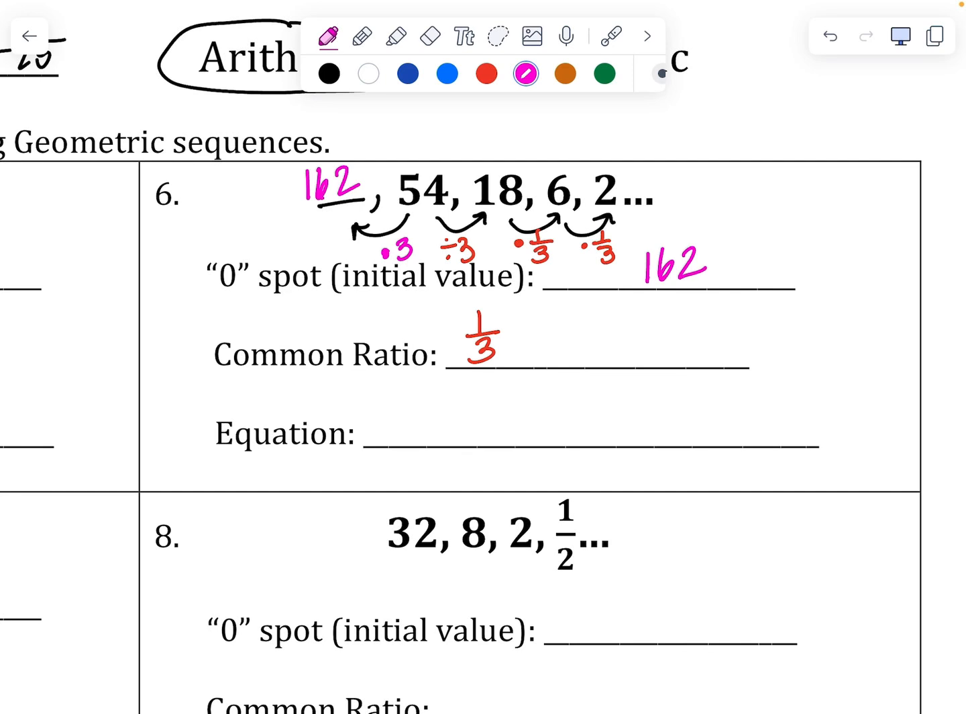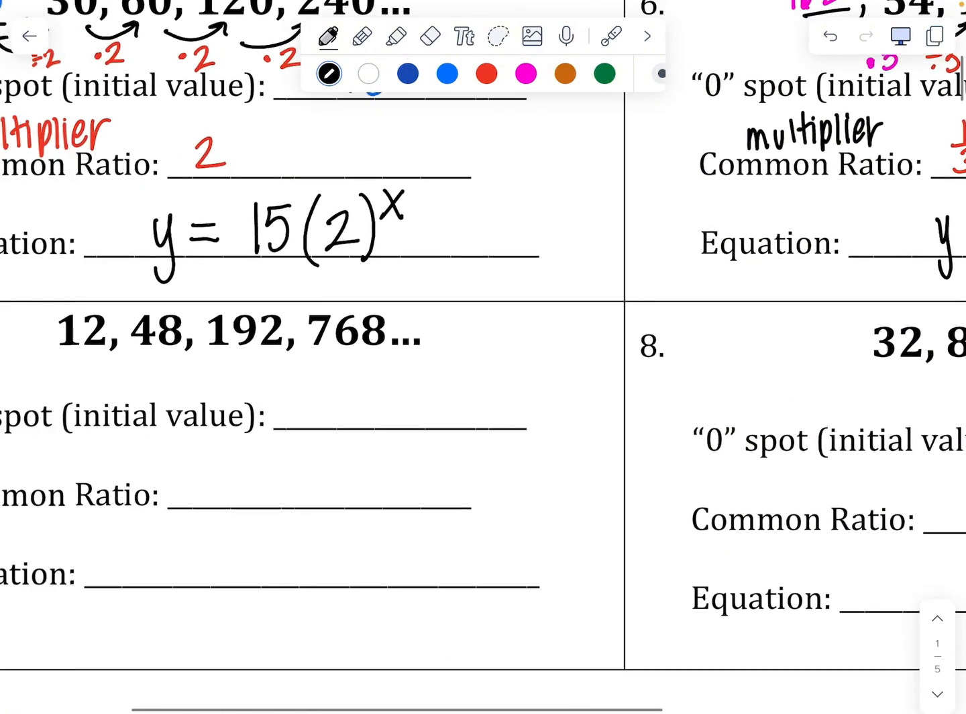So now, can Kira, you tell me the equation of this sequence? y equals 162 times, it's your multiplier is 1 over 3. Right? Because you're dividing by 3. So that means multiplying by a third. So it's 1 over 3 to the power of x. Good, good, good, good. So we're learning from each other. And we got to make sure if you're dividing by 3, you write it as a fraction, 1 over 3. Okay. Let's do number 7 now.